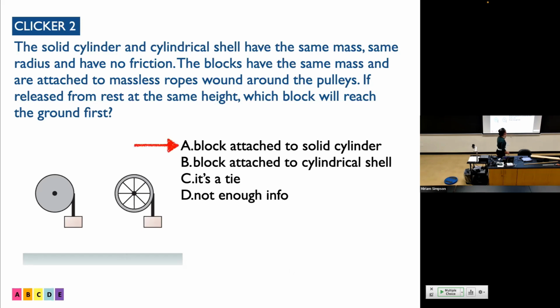This is like the worst outcome we've ever gotten from a clicker question. Sometimes we just get random answers, but you guys were really sure about the wrong answer. So that's fun. Okay, but do we understand now why it's A? Yeah. Okay, so larger moment of inertia means it's harder to turn things.